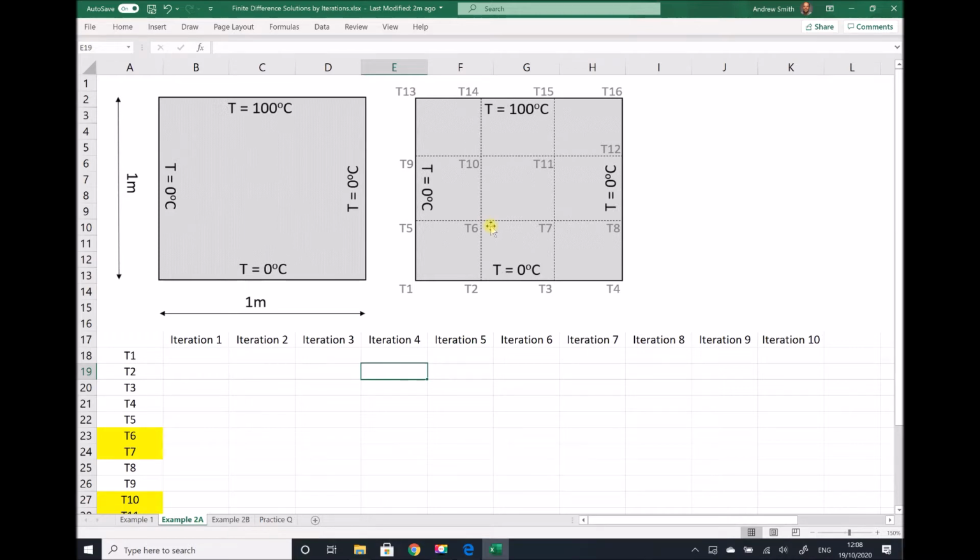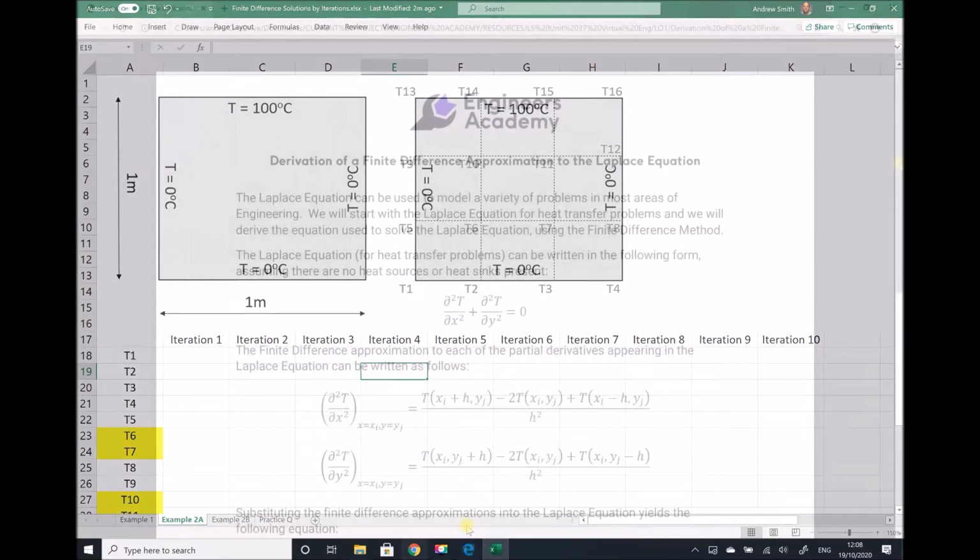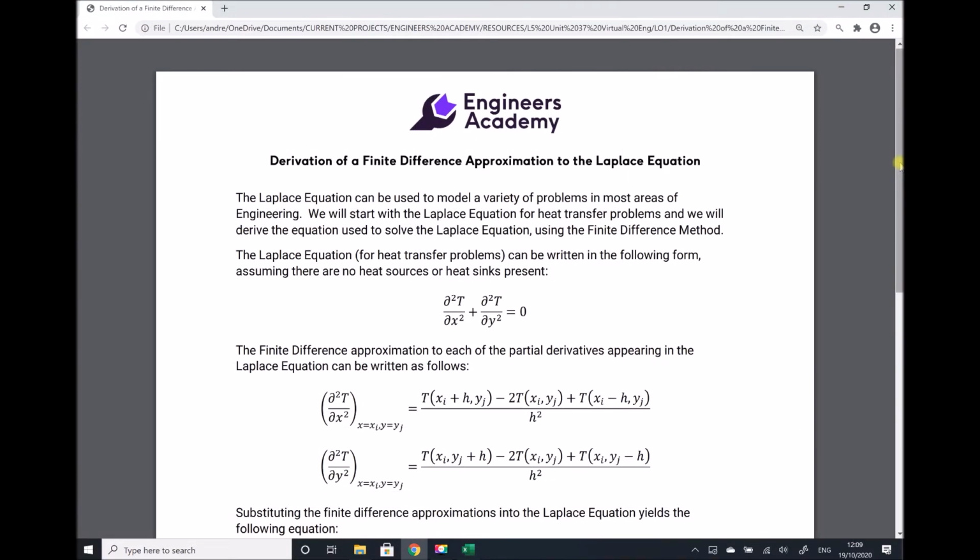I'm going to discuss it very briefly here, just so you can understand where the equations are coming from that we're going to apply to this problem. So one of the equations that can be used to solve various different problems in engineering is something called the Laplace equation. And what we're going to be starting with here is the Laplace equation for heat transfer problems. Now, the issue that we face here is that we can't apply the Laplace equation directly.